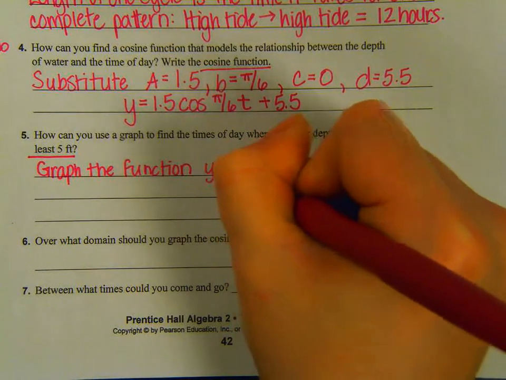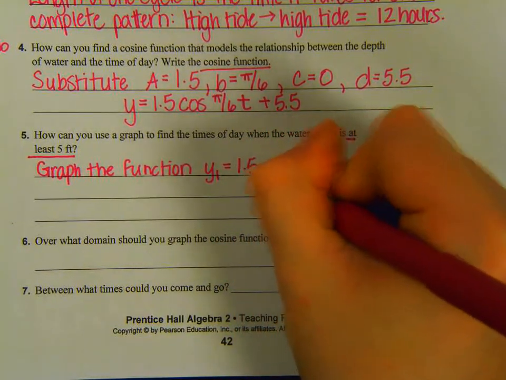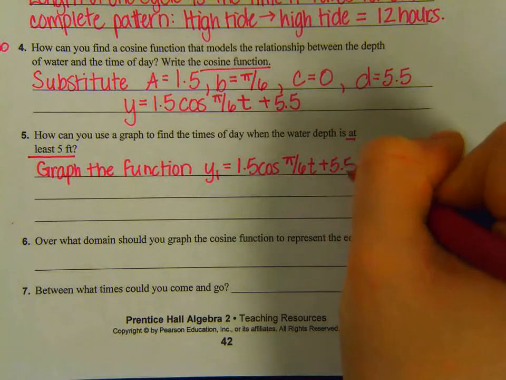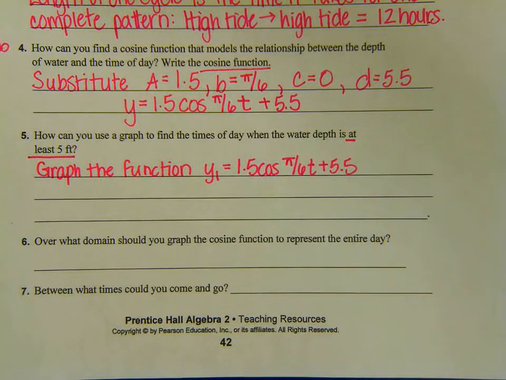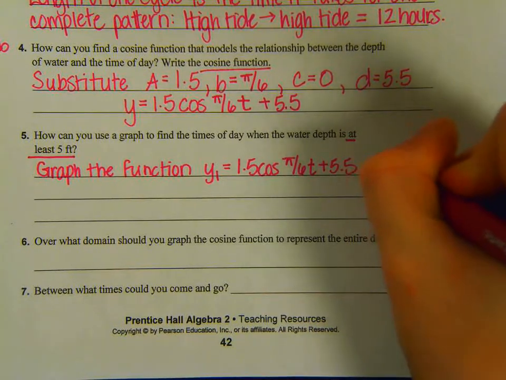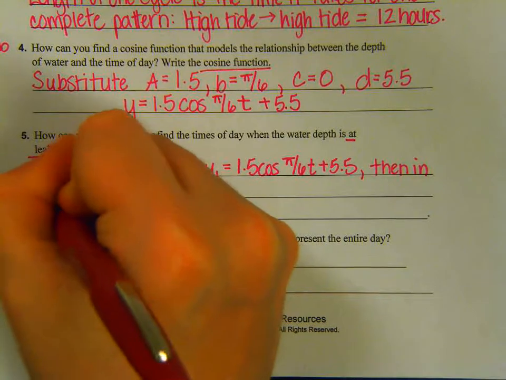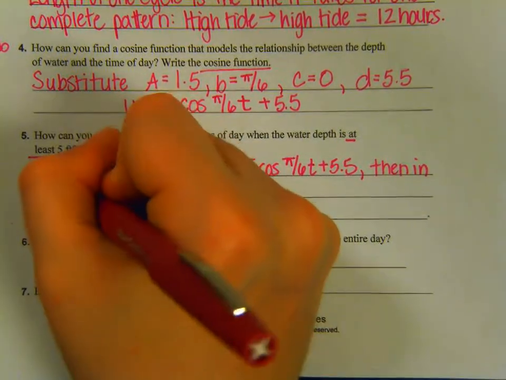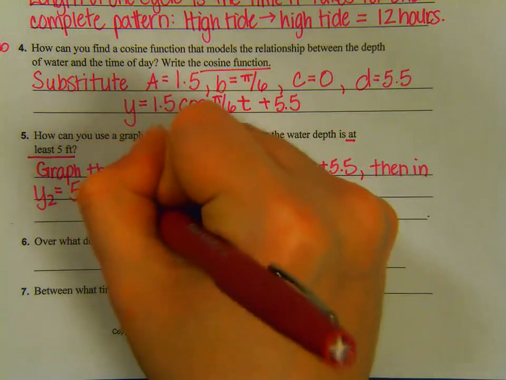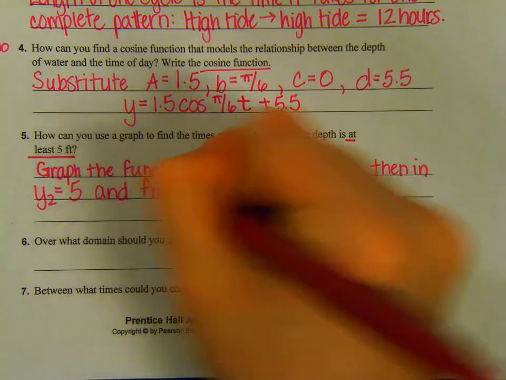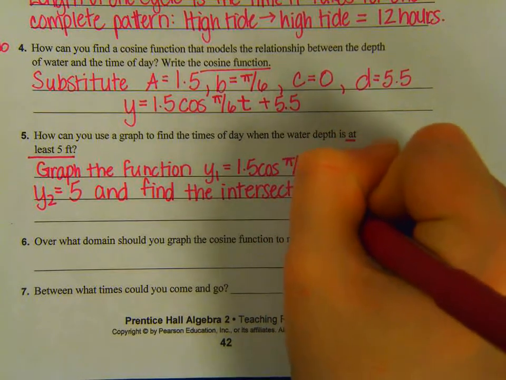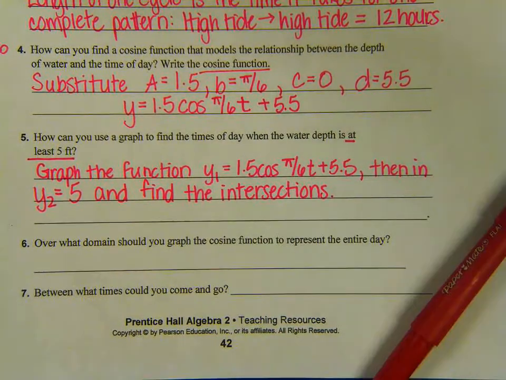So in y1, you're going to be typing in your 1.5 cosine pi over 6t plus 5.5. That's going to be in y1. We use x for t because we don't usually use the t. Then in y2, we're going to type in 5 because we're looking to see where it's at least 5. And then from there, we're going to find the intersection.